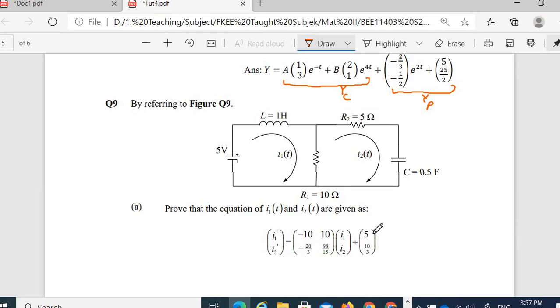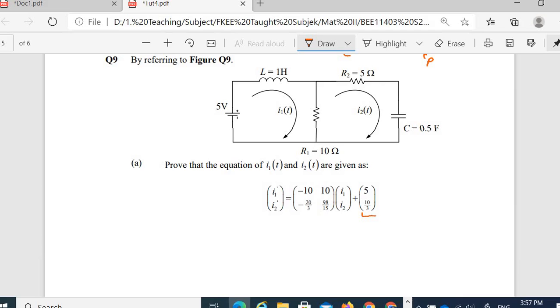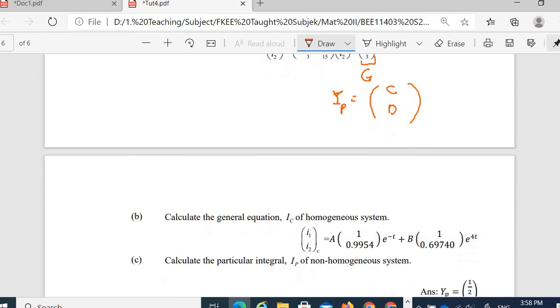Okay, for question 9a here, in this case your vector g is constant. This one is solving for I1, I2, so this will be Ip. You choose Ip also as constant terms C and D. But you have to check whether your Ip clashes with Ic. So Ic is an exponential term, so no clash. So you just need to differentiate to get I prime, which is 0, 0.